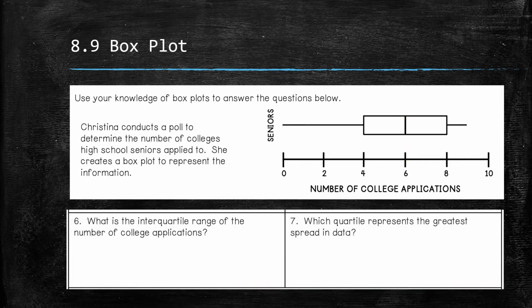What is the interquartile range of the number of colleges? So again, the interquartile range looks at the difference between Q3, which is on 8, and Q1, which is on 4. Those are the ends of my box. So 8 minus 4 is 4. So 4 colleges.